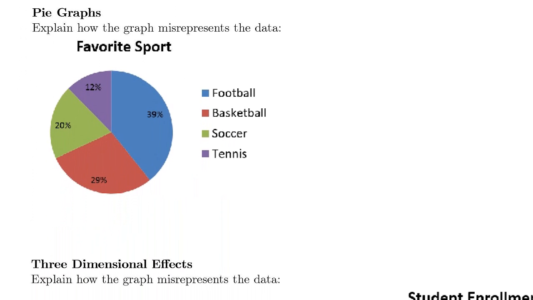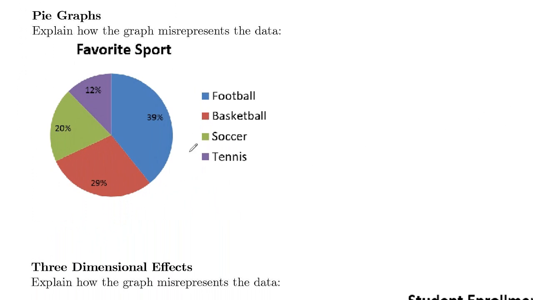How about pie graphs? Does this graph misrepresent the data? The thing you want to check for in pie graphs is that everything adds up to 100%. Here we've got 39 plus 12 plus 20 plus 29. If you add these up, let's see here, 29, 49, 59, 61... Yeah, these do actually add up to 100%. Okay, so that's good. That's the first thing to check.